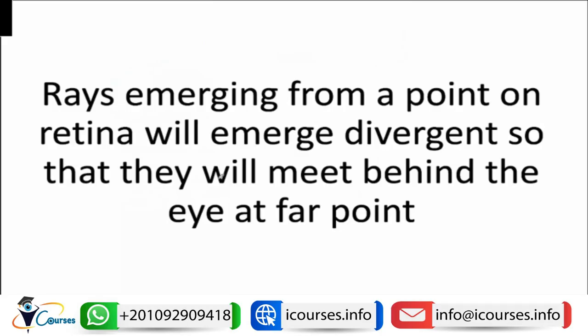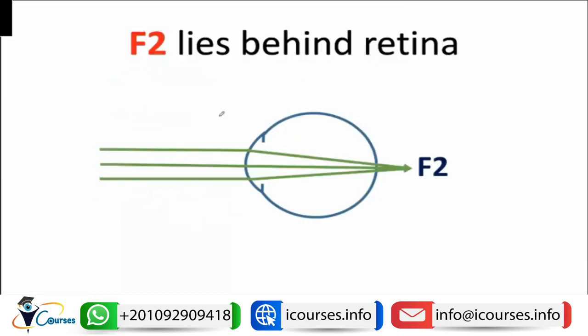So, what are the optical principles of hypermetropia? The light rays emerging from a point on the retina will emerge divergent so that they meet a point behind the eye, which is the far point or the punctum remotum. So here the F2 lies behind the retina.